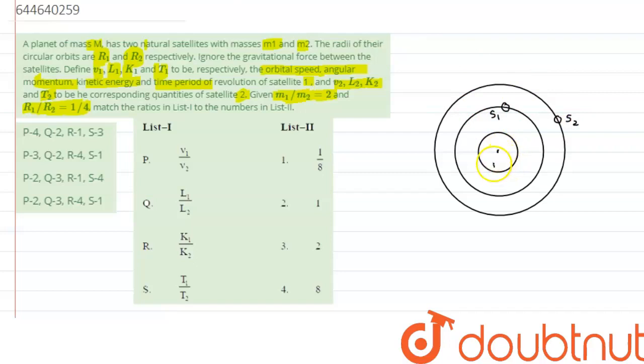Let's suppose that this is the center. From the center the radii have been given. Let's say this is the first satellite's radius, and the next is given to us as R2 and this is our R1.